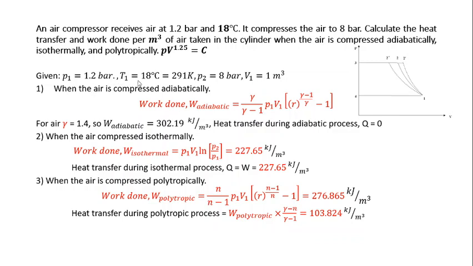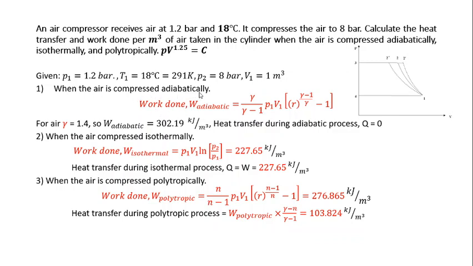So let's look at this data given. P1 is 1.2 bar, T1 is 18 degrees Celsius, which is 291 Kelvin, P2 is equal to 8 bar and V1 is equal to 1 meter cube. This is not given, but we have to calculate all the heat transfer and work done per meter cube, so per meter cube of air taken in the cylinder. So we assume that V1 is equal to 1 meter cube.